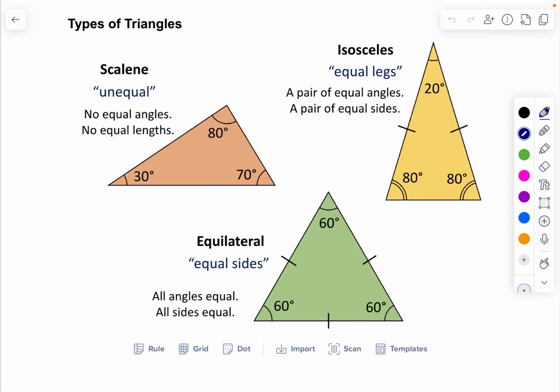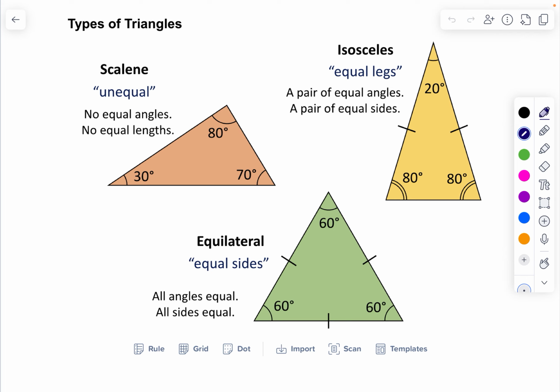Hello students, in this video we are going to look at types of triangles and how we can apply this knowledge and properties into geometry problems. So we have three types. The first one, as shown in the red on the top left, is a scalene triangle. It means unequal. So there is no equal angle, there is no equal length either.